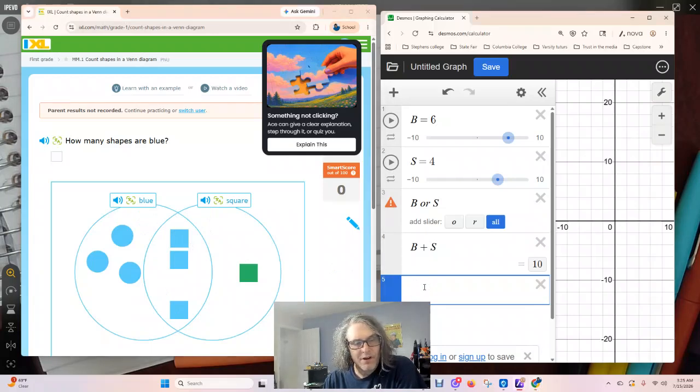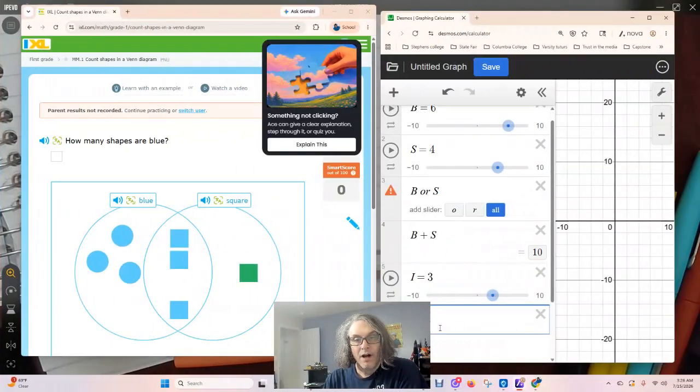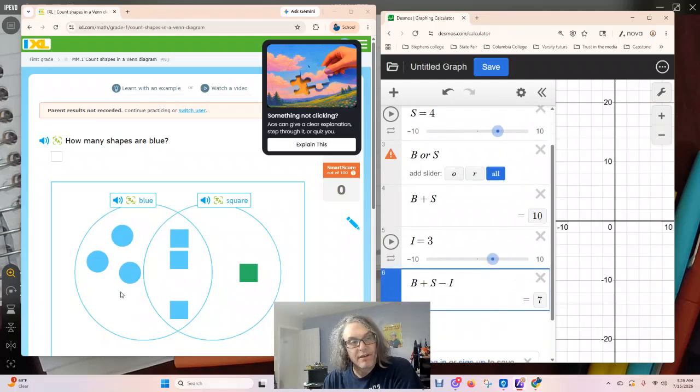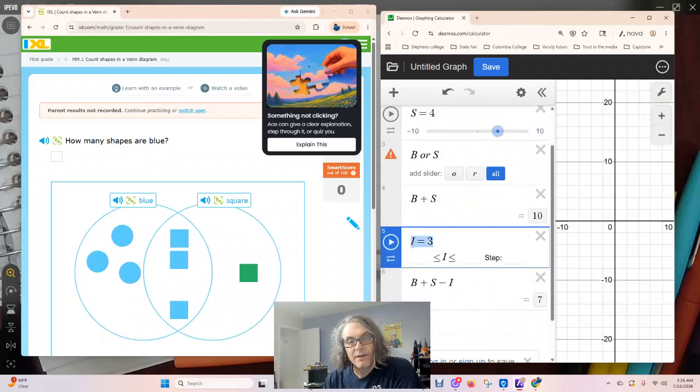So if we look at what we're talking about here, then B and S is equal to the squares in there. So remember the rule, B plus S, and then take away the end part. And see, this makes sense, 7. There are 7 objects total, because we'd already double counted the ends in there. That's how we ended up with a 10, and then we took away their intersection.